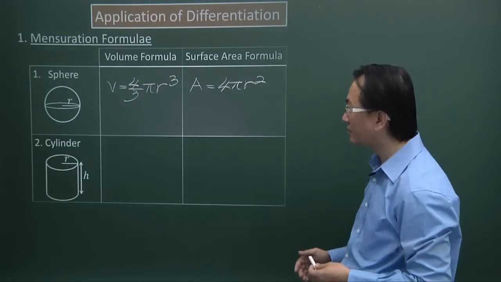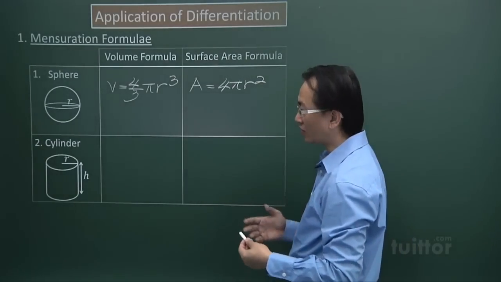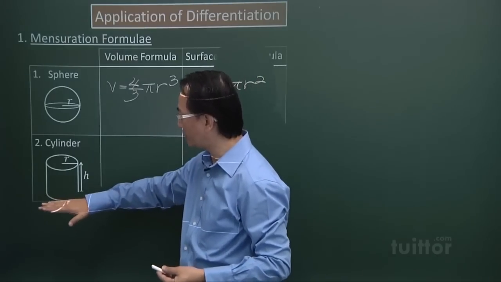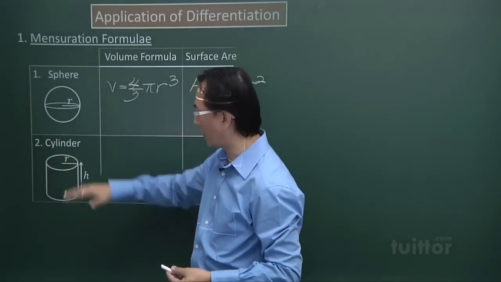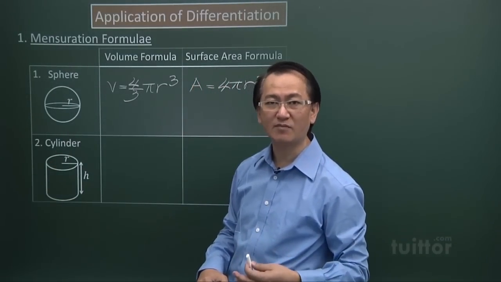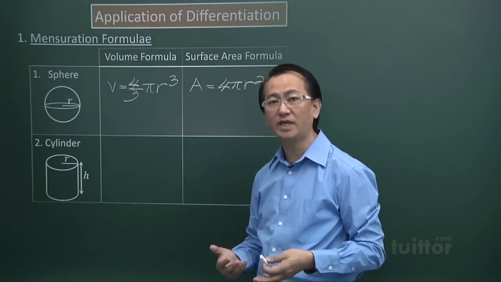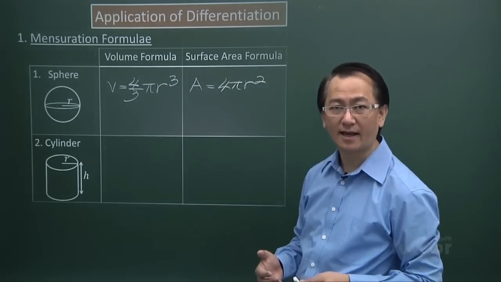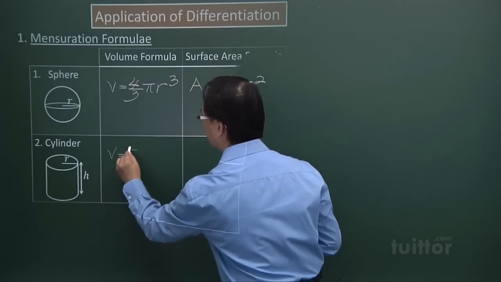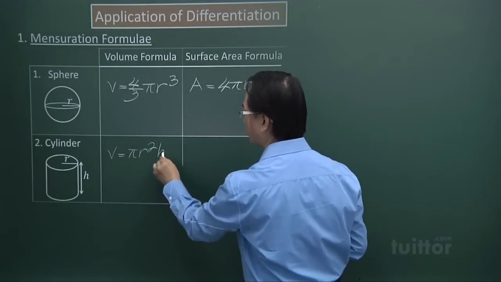But for cylinder, the volume formula would be that of a prism, because a cylinder is a prism. If you just slice this body across this way, you find that each cross section will have the same area. Therefore, that is a prism. For a prism, the general formula would be base area times height. So in this case, the base area is a circular area, pi r squared, and the height is h.